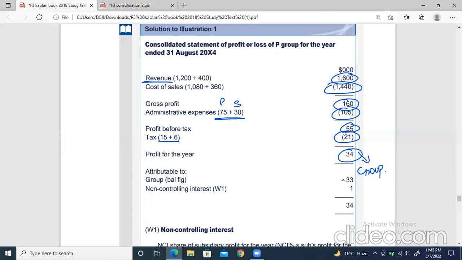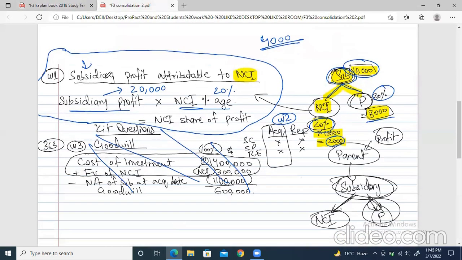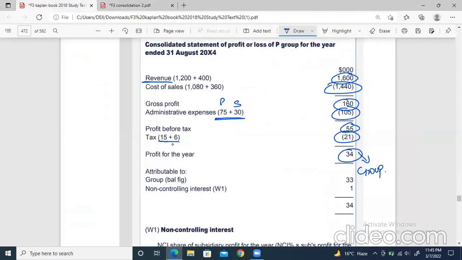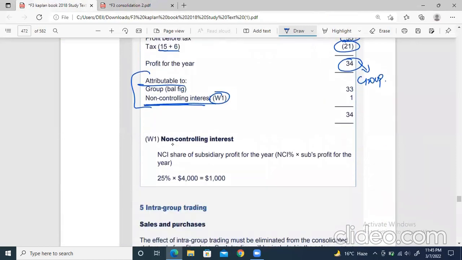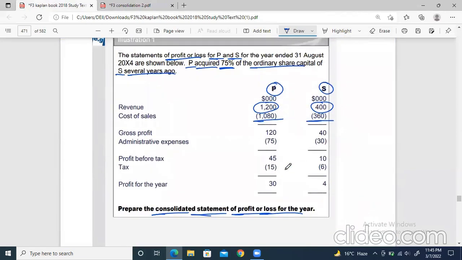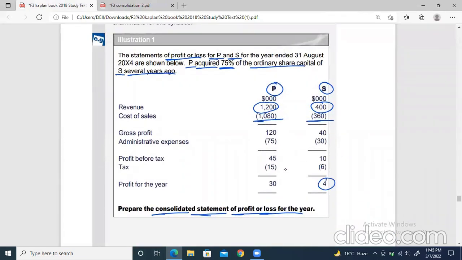Now I'm practically explaining the use of working one, which we just studied in the format as well. If you remember, it is called profit attributable to NCI. It's written over here as well: subsidiary profit attributable to NCI, working one. Let's see what it has done. First, let's look at non-controlling interest. NCI's share of subsidiary profit for the year is the NCI percentage multiplied by the subsidiary profit, not this group profit, the subsidiary profit. Where will you find the subsidiary profit? You can see it's given clearly over here. This is 4, basically 4,000.